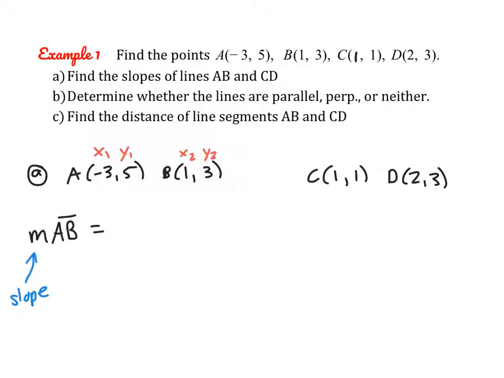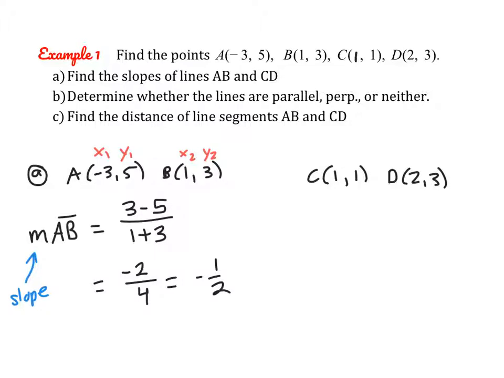So our formula is y2 minus y1 over x2 minus x1. Remember, when we subtract a negative, it becomes a positive. So now all we have to do is simplify. 3 minus 5 is -2. 1 plus 3 is 4. So our slope is -1/2 when you simplify that fraction.